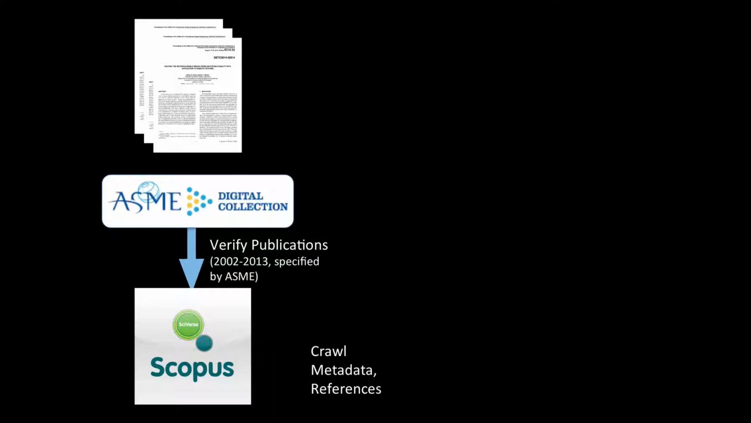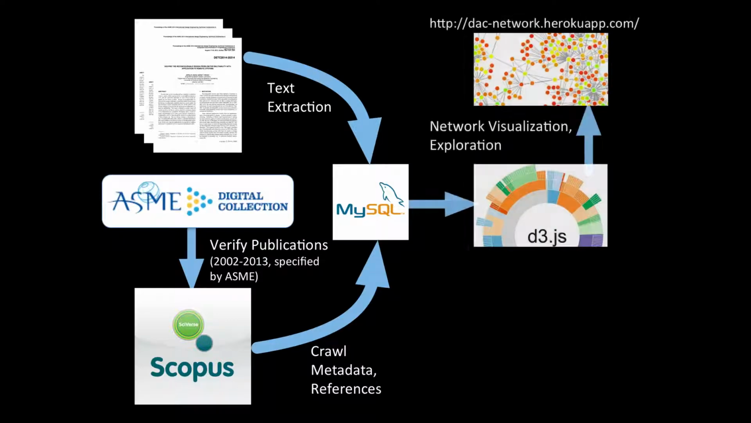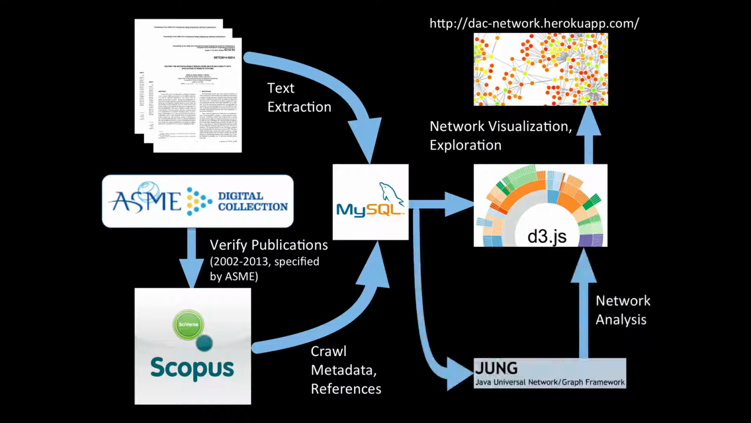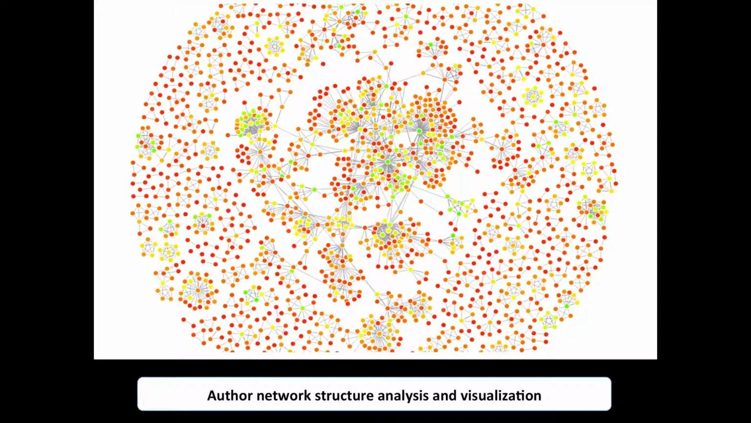We have created a web-based tool for exploring DAC literature networks. We started with a database of DAC articles, obtained metadata through ASME and Scopus, and then formed our own database. We then created an interactive web interface that is built on rigorous network analysis and machine learning techniques. Using this tool, we have extracted a number of insights.